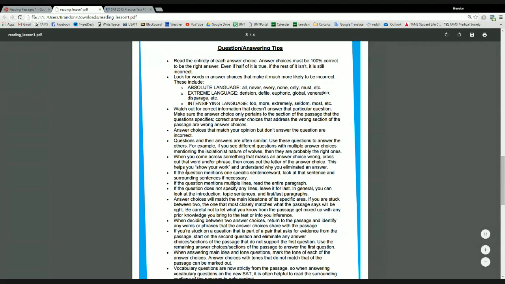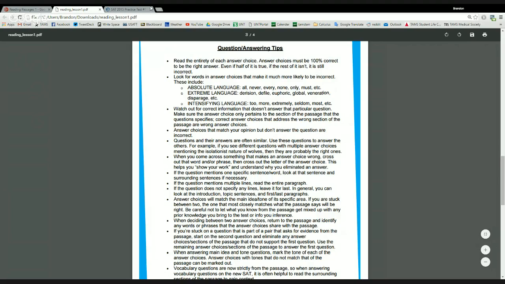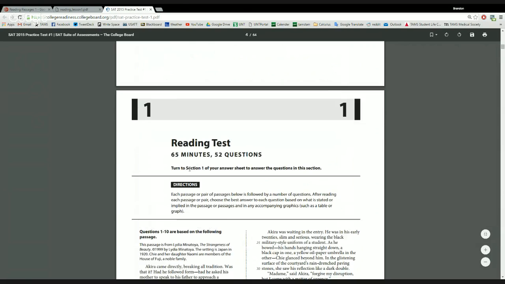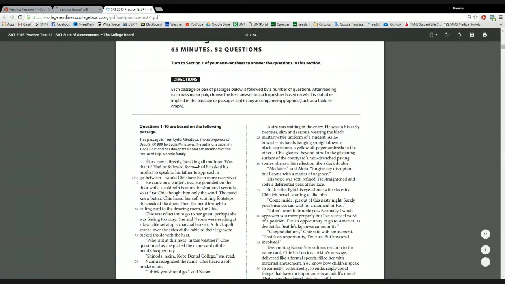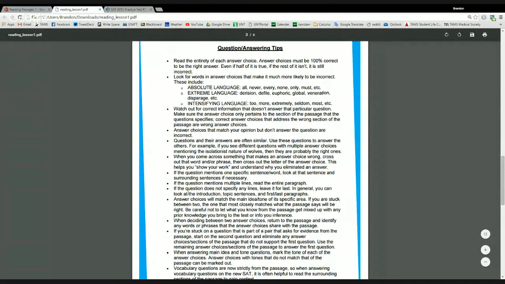Okay. If the question mentions one specific sentence or word, look at the sentence and surrounding sentences if necessary. So like the question before, it says something about the word directly. So don't only read directly, read about the whole paragraph to gain the general context of the question. If the question does not specify any lines, leave it for last. This is for main idea questions. Then you can usually answer these main idea questions by reading the topic sentence in the first and last paragraphs.